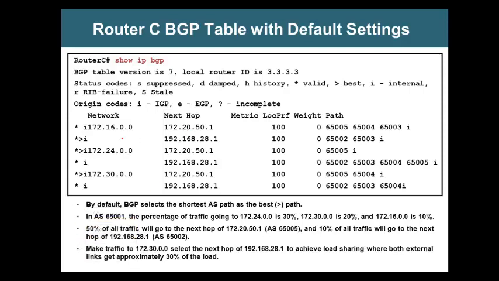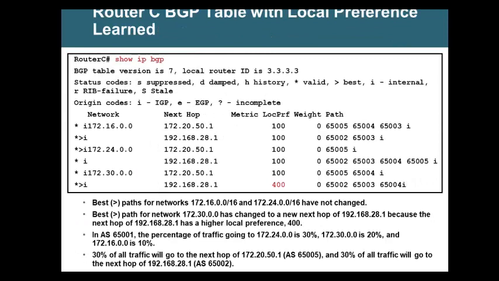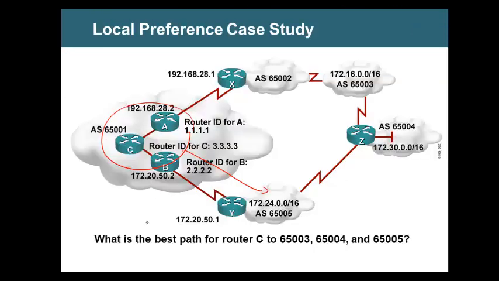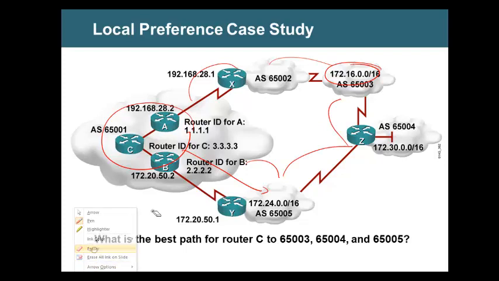And then for 16, 1, 2 hops only. If you take this one, 1, 2, 3 hops. So for the 16 network, all traffic will go via this way. This is by default load sharing. You are not doing it manually. Because of the metric, they go in different paths.